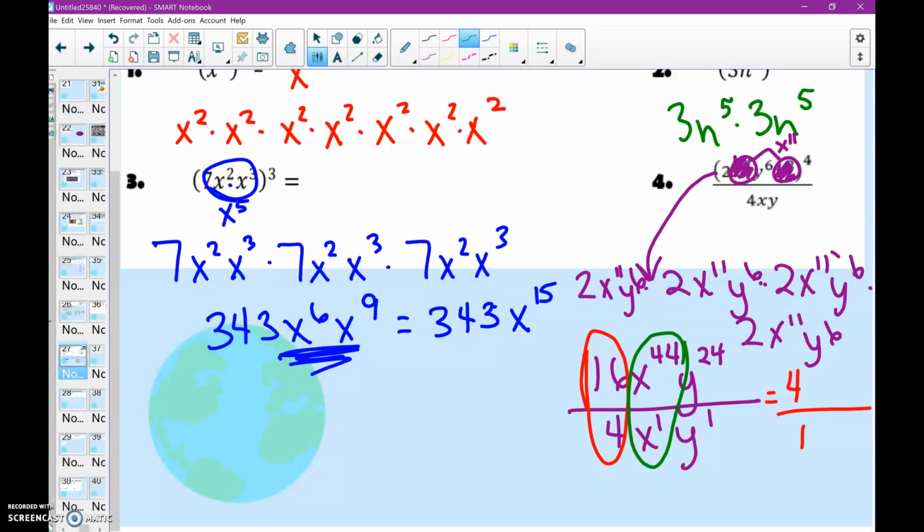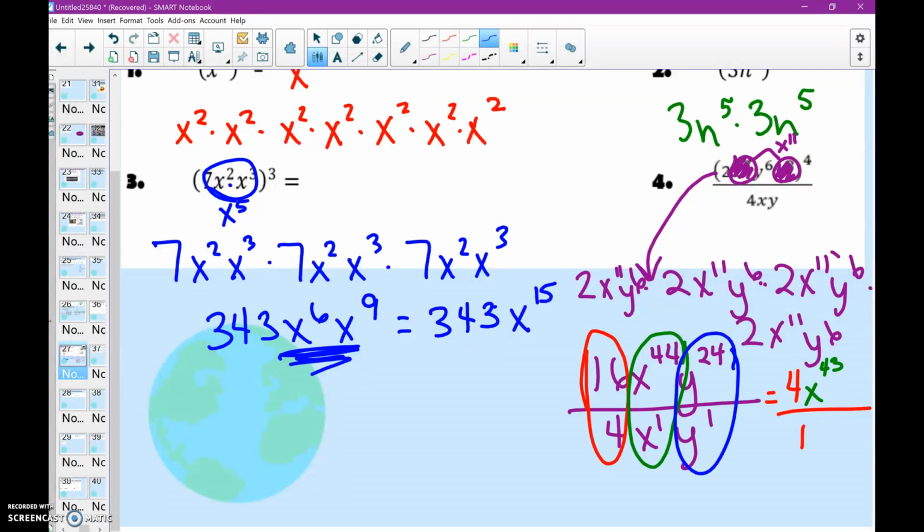Remember, with exponents, you don't divide. You actually are subtracting. It's like you're canceling out this 1x. So it's x to the 43rd. Okay, because you're subtracting. There's more of them up top. That's why I'm putting them there.